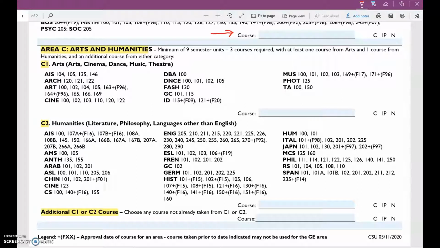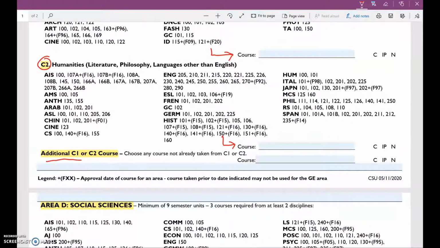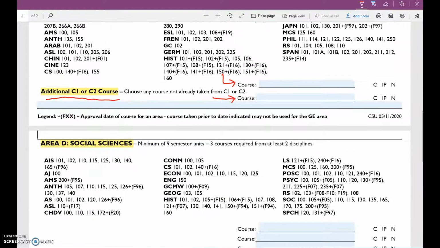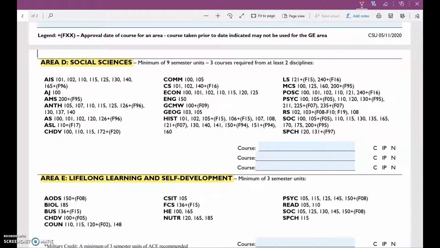Now you get down to Area C, you'll see you need at least one that has to be a C1 course. Here are all your choices. One of them has to be a C2 course, and then the third one is up to you. So you'll be doing either a second art or a second humanities. For Area D, there's 3 courses that you need from Area D, and these are all of your choices.